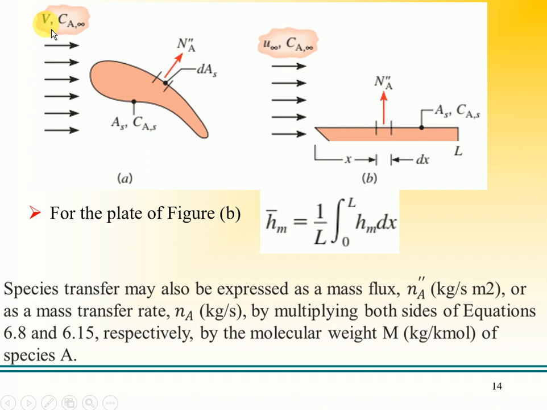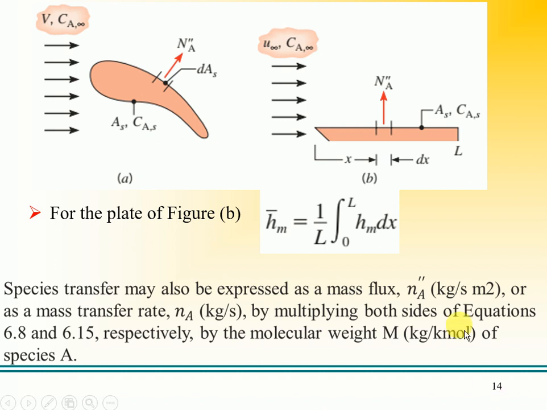So this is the velocity of the free stream, and this CA is the free stream concentration of species A, right? So for this plate, if we are taking the plate, then of course we take the length L, the variation of the y is ignored. So h bar M is equal to 1 by L, integral 0 to L, hM dx. That is as we have written for the convection heat transfer coefficient, h bar is equal to 1 by L, integral 0 to L, h dx, right? So species transfer may also be expressed as a mass flux, that is kilogram per meter square second, or as a mass transfer NA kilogram per second, by multiplying both sides of the equation.